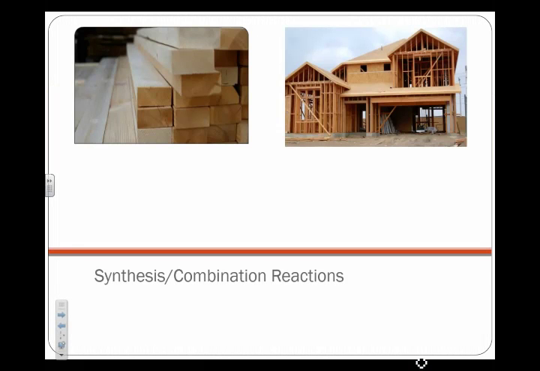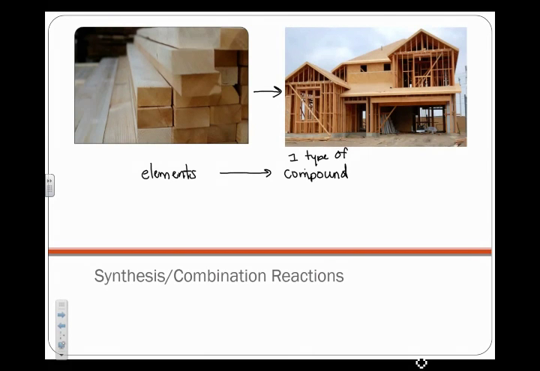When I think about synthesis and combination reactions, we're essentially starting with some raw materials, like for instance lumber that someone was using to build a house, and we're synthesizing a house. So in chemical terms, we're starting with elements or parts of a more complex structure, and we're building that complex structure, which is a single type of compound.